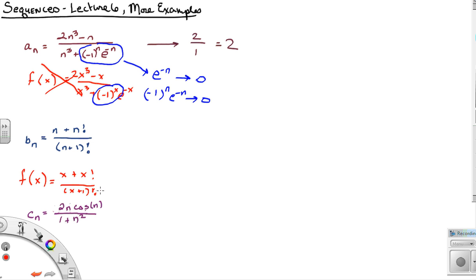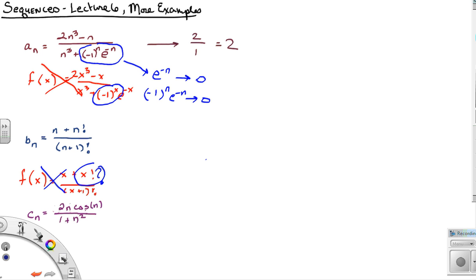And the answer is no. What is the issue here? Well, the issue is these factorials, right? We don't have a good definition for what x factorial is if x is not a rational number. What is 1/2 factorial? What's pi factorial? We don't know what this is if x is not a rational number. So no, this is not reasonable. So we need another approach for evaluating this.